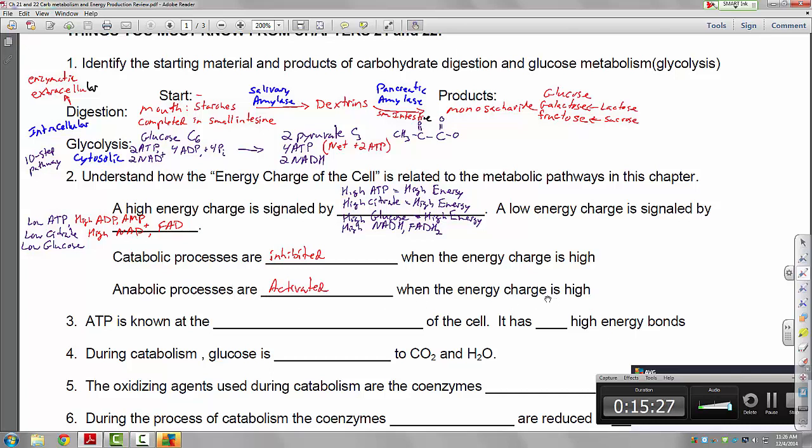So if we've got a lot of energy around, we can maybe store some of the glucose, right? High glucose, high energy. We can store some of that glucose as glycogen, converting glucose, a small molecule, into glycogen. We're building up a large molecule like glycogen. That's an anabolic process. All right, ATP is known as the energy currency of the cell.